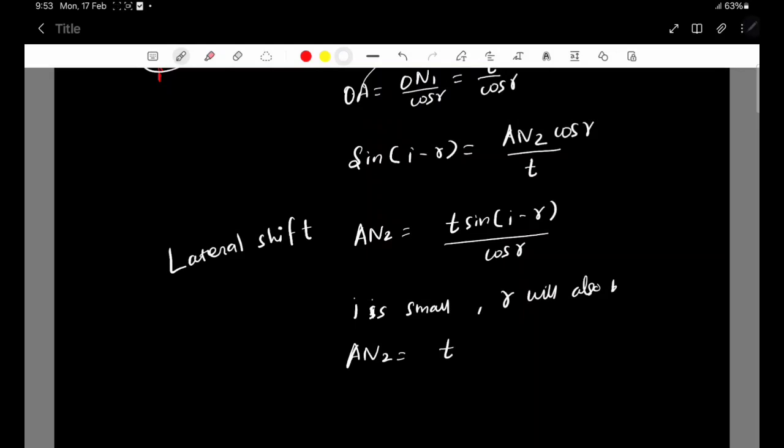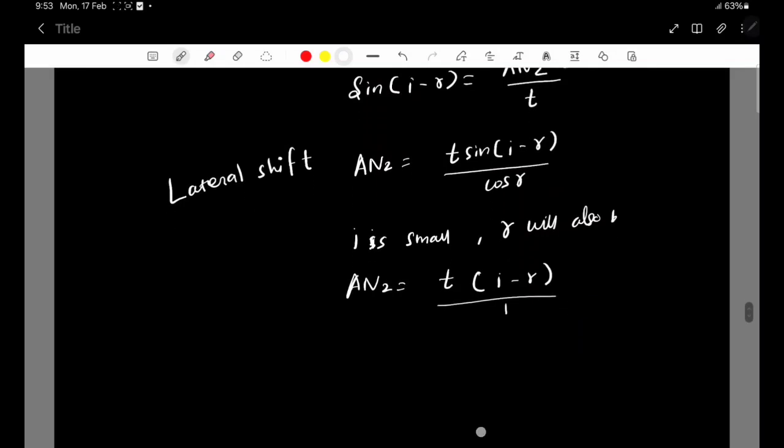Similarly, if the I and R values are small, the sine of I minus R can be replaced with I minus R itself, because sin theta can be approximated as theta for small angles. So I can replace the sine of I minus R with I minus R itself, and cos R with 1. So I got a final lateral shift expression as T into I minus R.